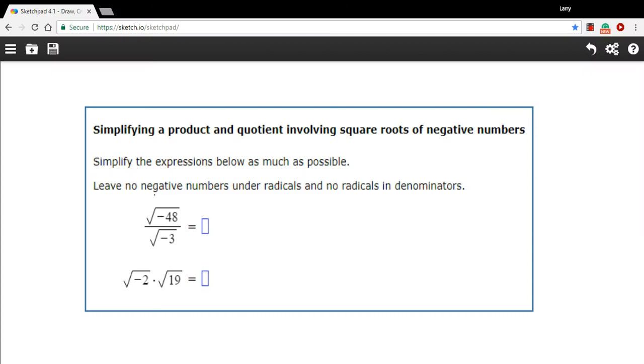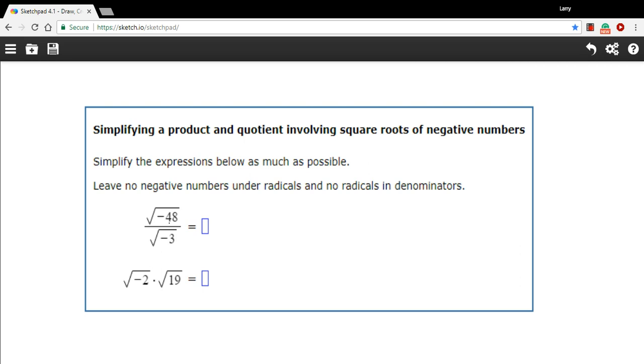Here we have some division and multiplication problems that include the square roots of negative numbers. And when you're simplifying these, I think the best thing to do is to factor out the i first. And what do I mean by factoring out the i?